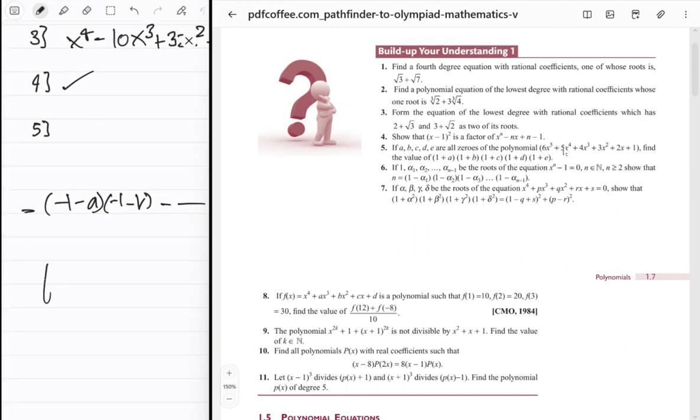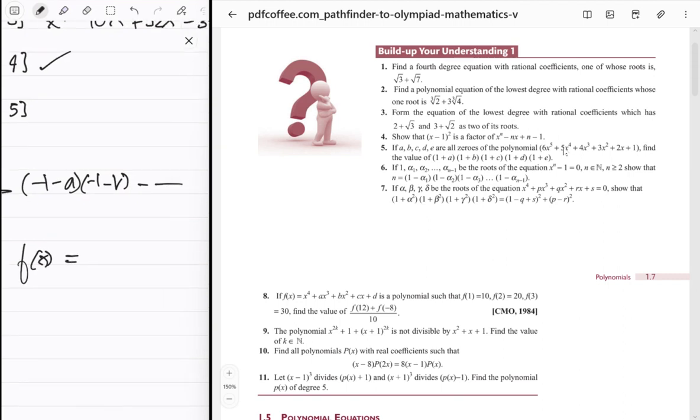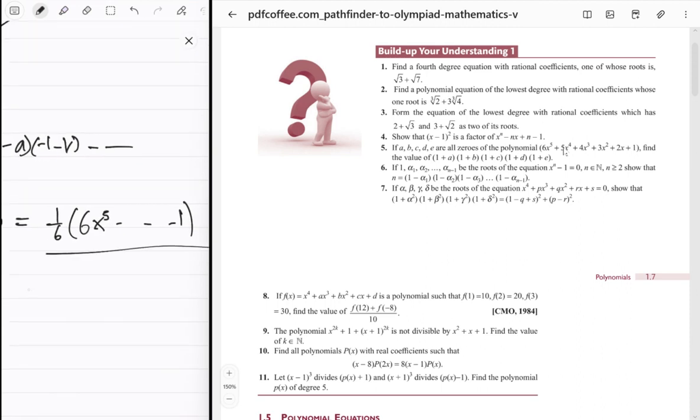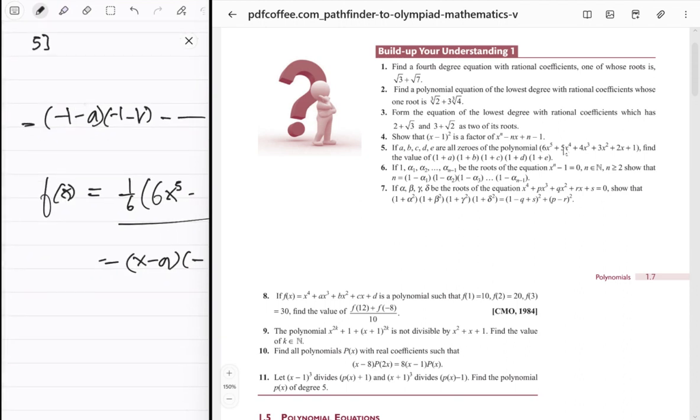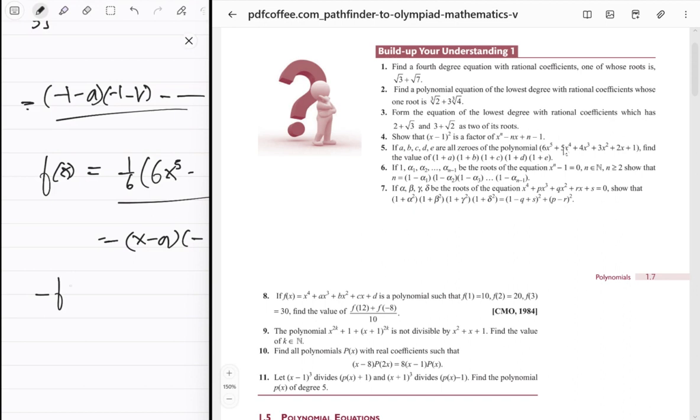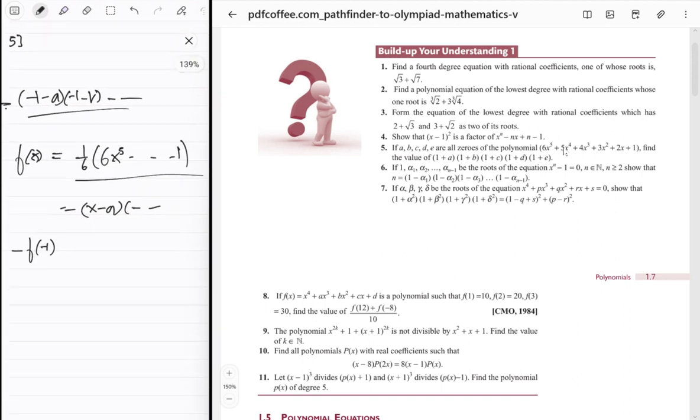We're just gonna define this polynomial f of x is equal to 1/6 of this whole thing, right? 6x to the power 5, and whatever was given to us. Cool. And this whole thing can actually be written as x minus a, x minus b, and so on. So when you put negative 1 in there, you just get this expression. So this whole thing is pretty much just negative f of negative 1, and that is easy to figure out. Just put negative 1 there.